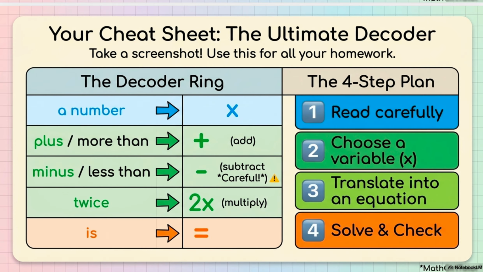This slide is your quick decoder. A number usually becomes x. Plus or more than means add. Minus or less than means subtract. But be careful with less than because the order matters. Twice means multiply by 2, so that becomes 2x. And is becomes an equal sign. Then remember the 4-step plan. Read carefully, choose a variable, translate it into an equation, and solve and check.